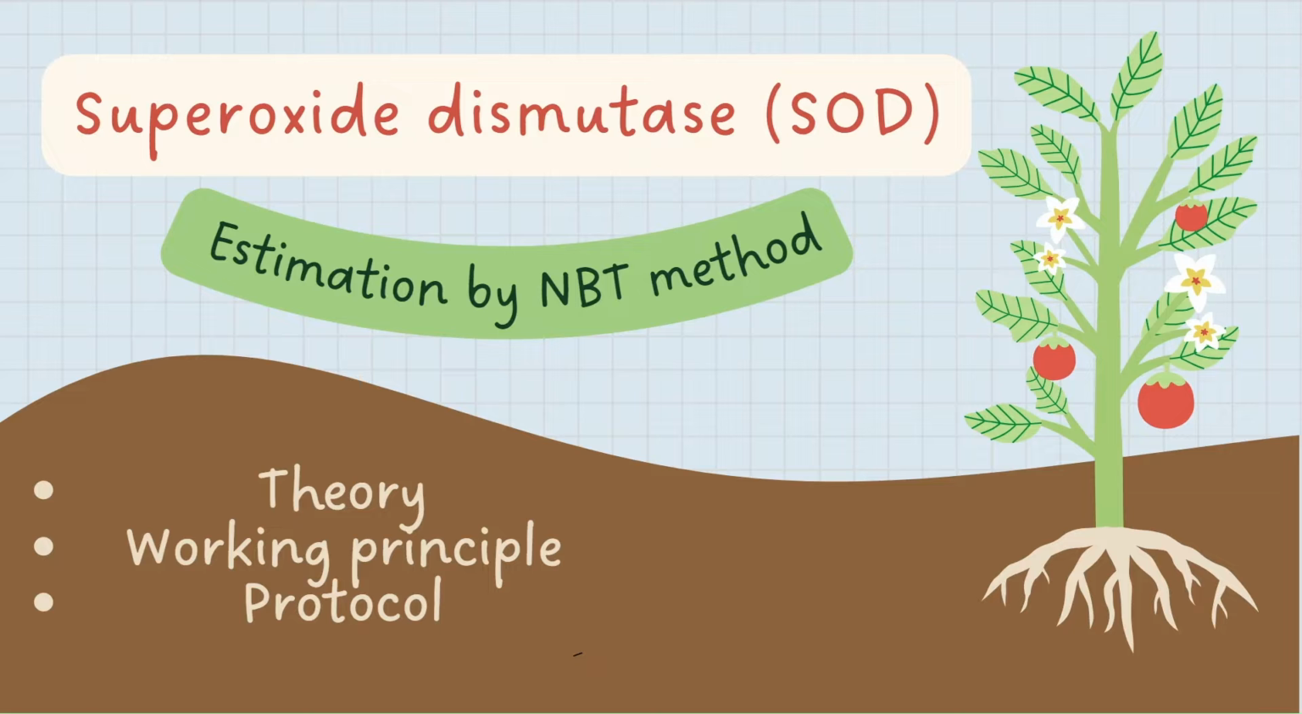So in this video, I will be talking about superoxide dismutase activity determination by following the NBT method. Firstly, we will see what kind of reaction generally this enzyme carries out. Then we will step into the estimation method, in which I will be talking about the working principle. Then I will talk about the protocol, means how you can carry out the estimation method, and then lastly we will look into the calculation.